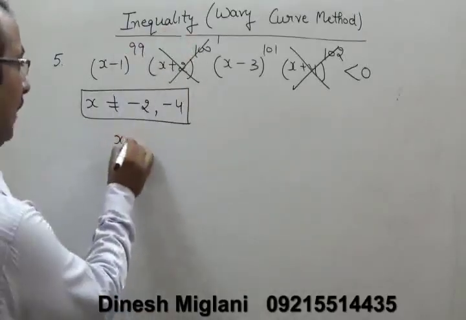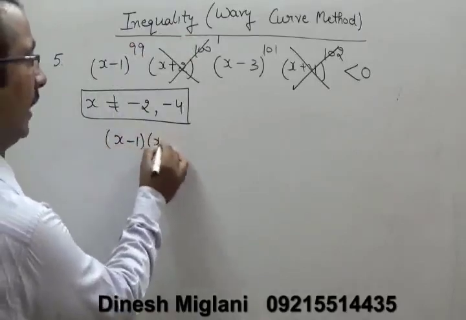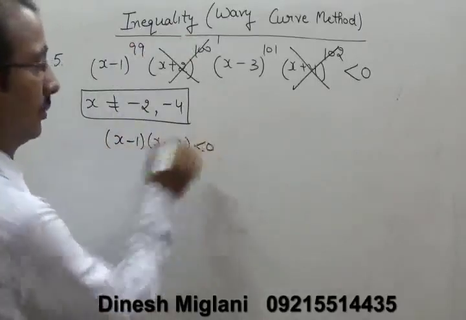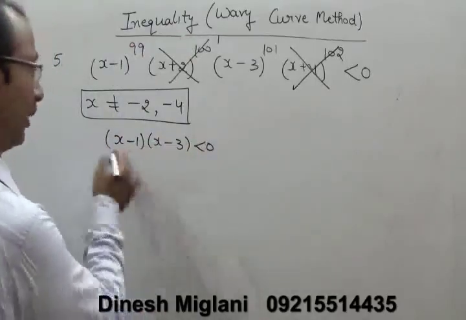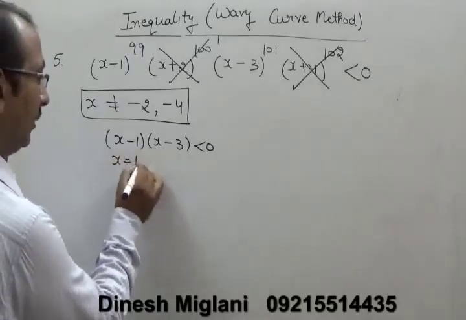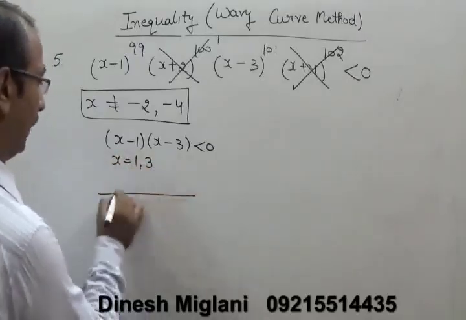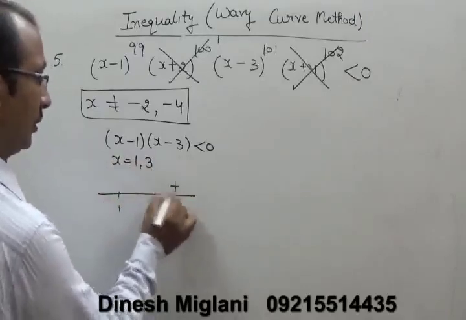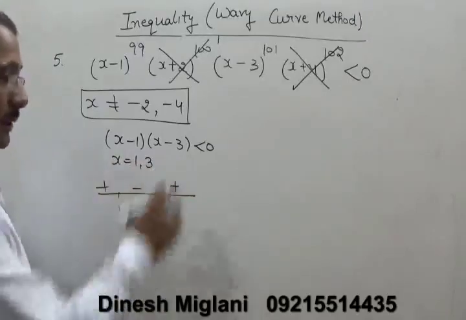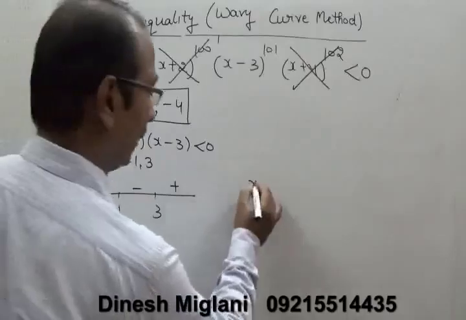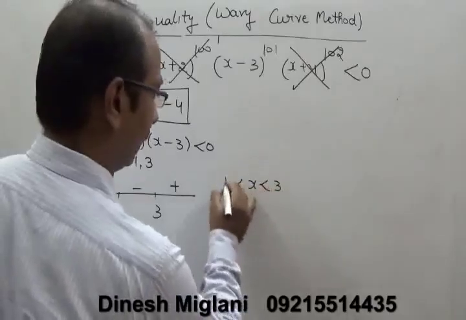Just make it as (x minus 1)(x minus 3) less than 0. Okay? Put it equal to 0. You get x to be 1 and 3. Show it on the number line. This is 1, this is 3. Positive, negative, positive. It is less than 0. It means x lies between 1 and 3. That you have got.